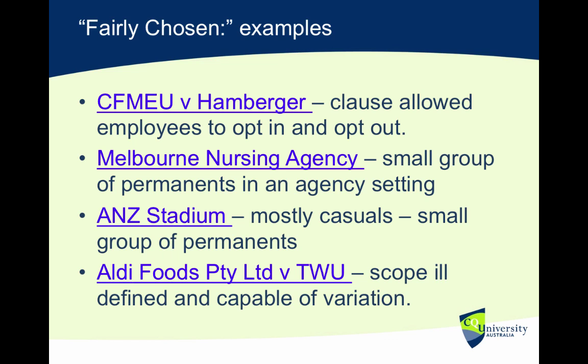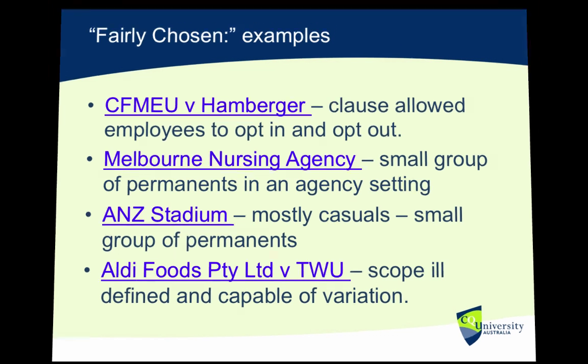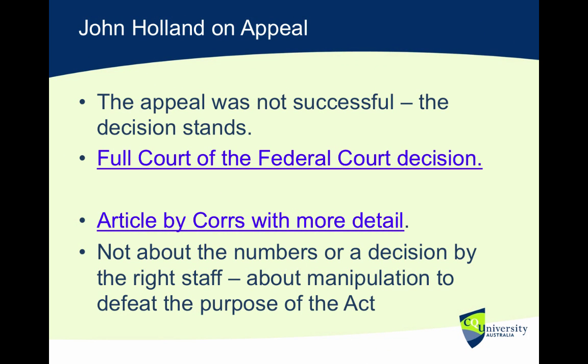The Melbourne Nursing Agency case, again a link there on the screen, involved a small group of permanents in an agency setting. They were the employees who worked in the office all the time, and they were effectively getting to vote over the terms and conditions for the much larger group of casuals in an agency setting, and they really weren't fairly chosen. Okay, there was a mention of a case in your textbook at the end of 8.5, the case of John Holland and the CFMEU.